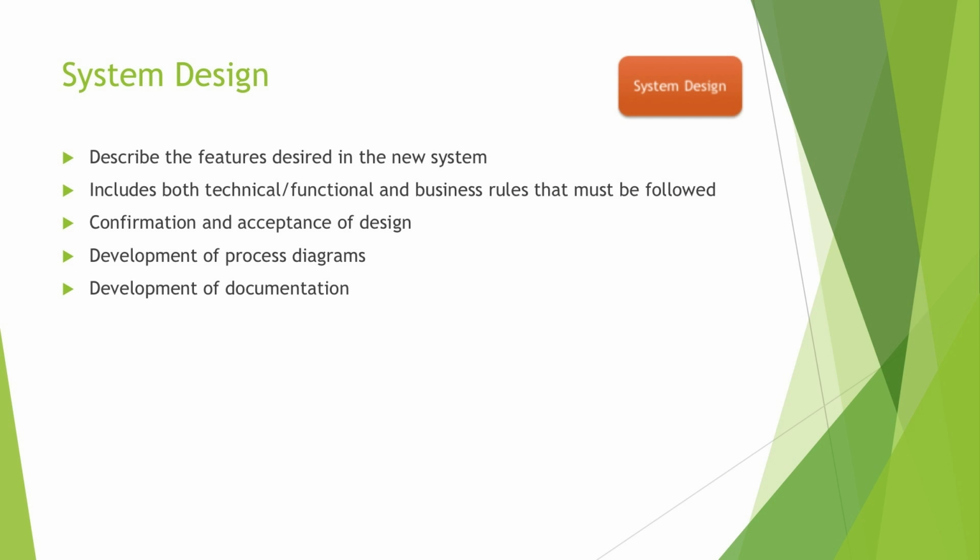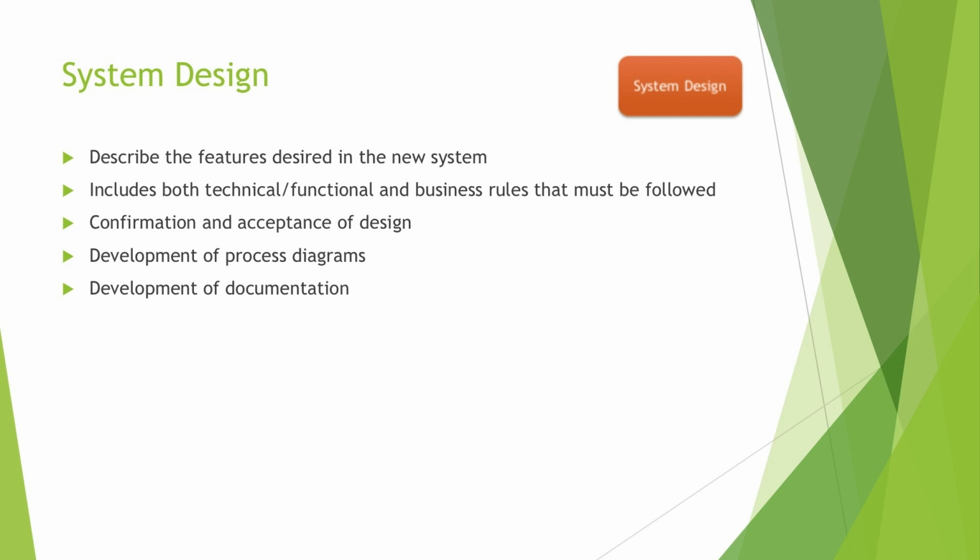We're going to move on from looking at requirements to designing the system. So system design describes the features that are desired in the new system. So this is similar to the 2B you looked at when you did workflow. The design can include both technical or functional and business rules that must be followed. All of these components are important to ensure that the system is going to work as you intend it.